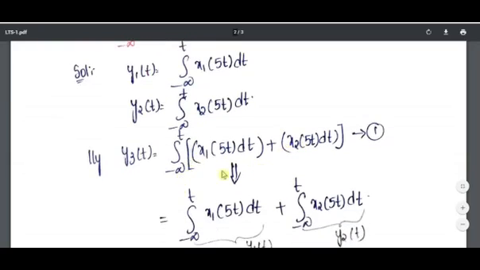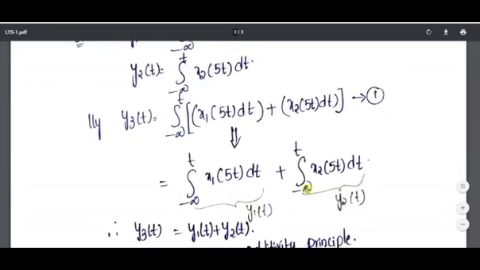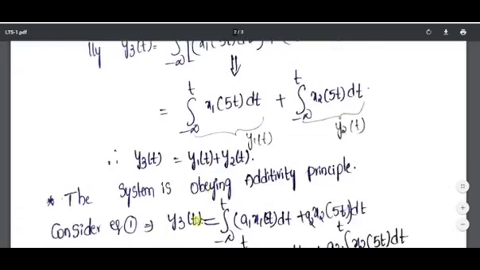So I know integral of a plus b, I can split this, so integral of a plus integral of b. If I split this integral, I am getting here y1 and y2. So my y3 of t is obeying additivity. So I can say y3 of t equals y1 plus y2. Overall response is the summation of individual responses. So I can say it is obeying additivity.